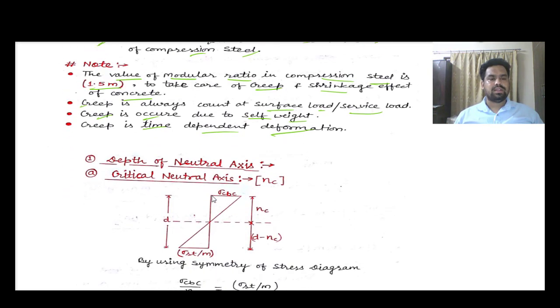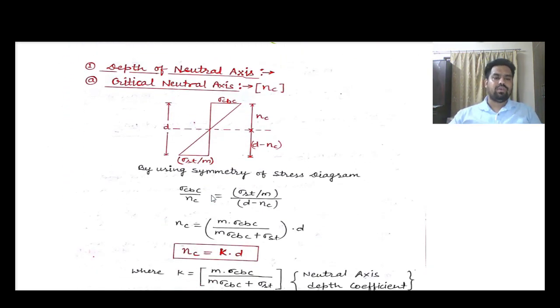So let's move to the analysis part. First of all, for analysis we have to calculate the critical neutral axis depth, denoted by Nc. As you can see from the stress diagram, the critical neutral axis depth remains the same as it was for the singly reinforced beam, because as you all know, the critical neutral axis depth is the depth for the balanced section, meaning both the permissible stresses are obtained at the same point. So sigma st by m and sigma cbc are obtained at these points, and when we join this portion, this depth becomes Nc, which is termed the critical neutral axis.